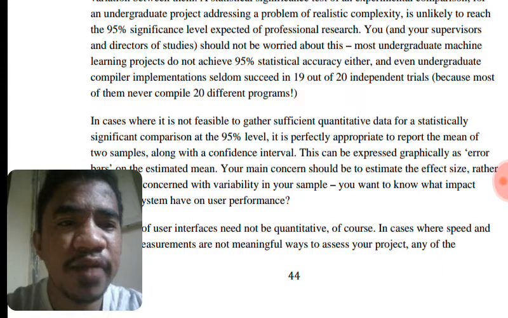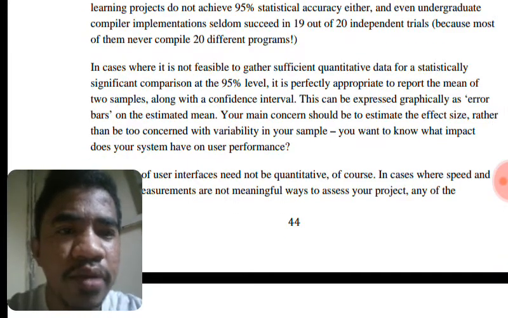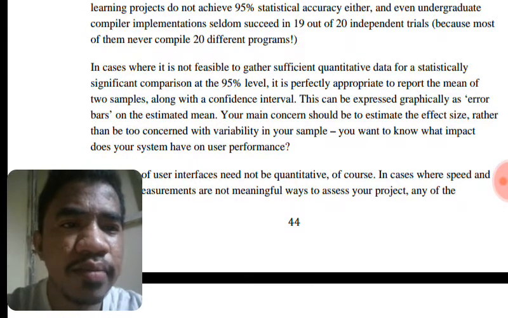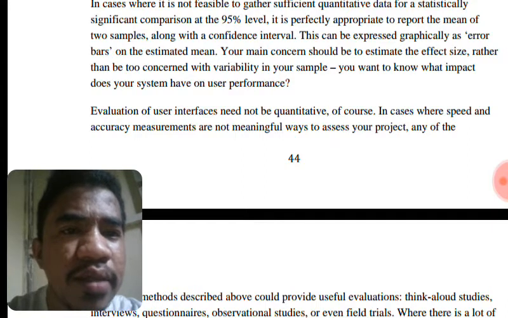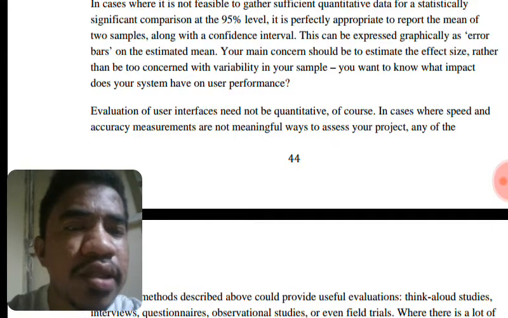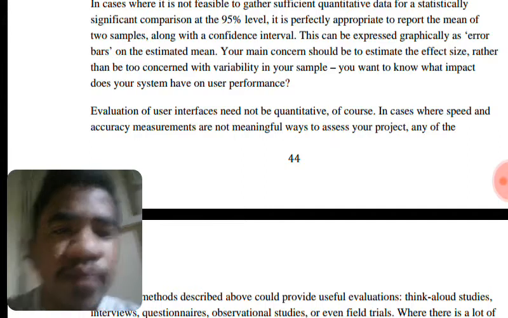In cases where it's not feasible to gather sufficient quantitative data for a statistically significant comparison at the 95% level, it's perfectly appropriate to report the mean of the two samples along with a confidence interval. This can be expressed graphically as error bars on the estimated mean. Your main concern should be to estimate the effect size, rather than to be concerned with variability in your sample. You want to know what impact your system has on user performance.